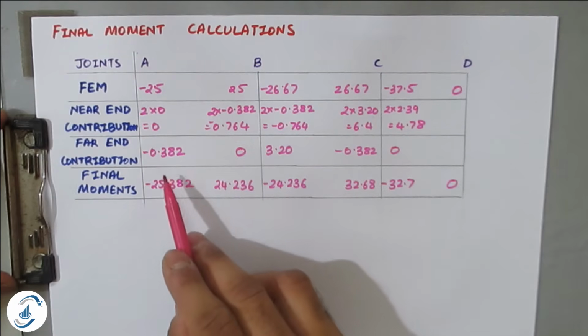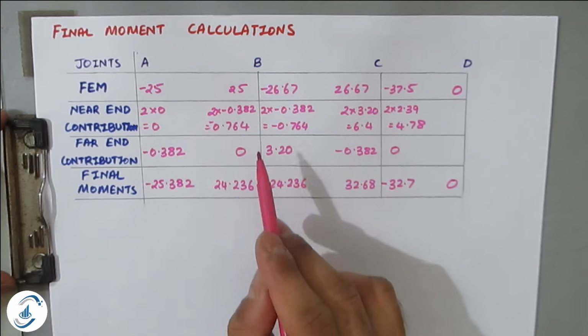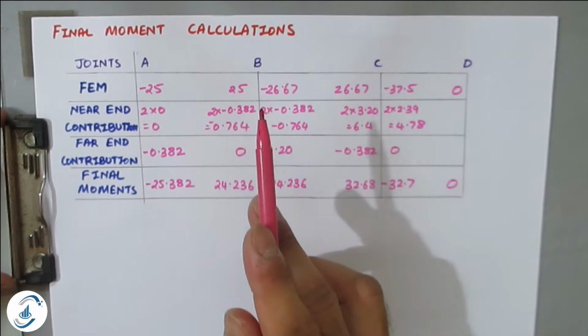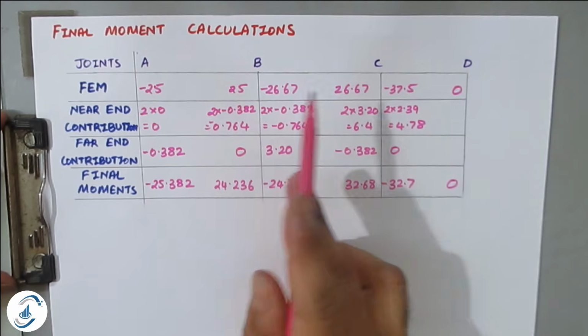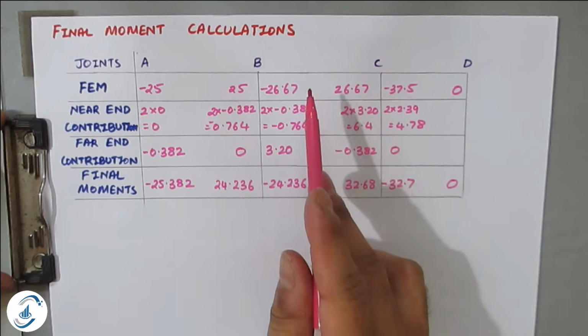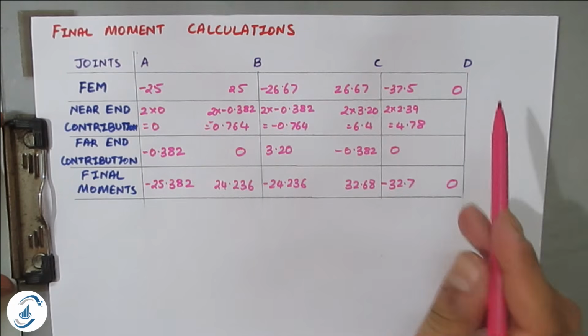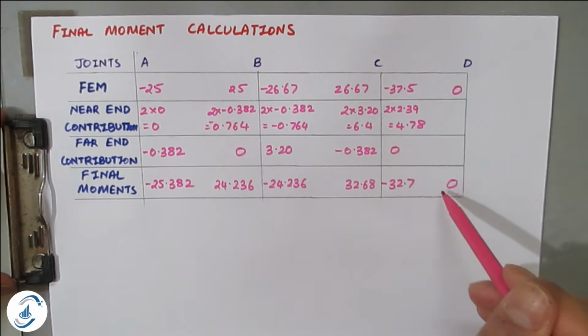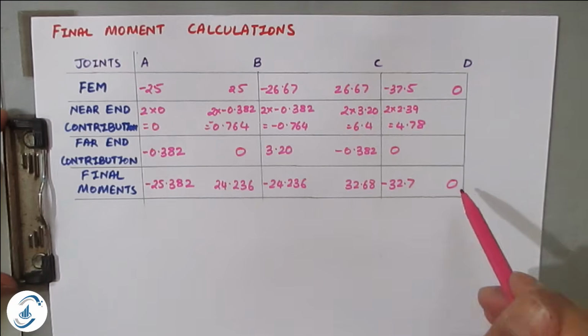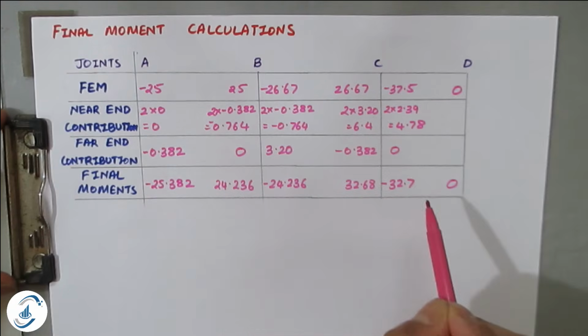This was having moment because it was a fixed end. If you consider BA and BC, the summation is 0, CB and CD summation is 0, and D is already 0 because it was directly a roller support. So these are the final moments.